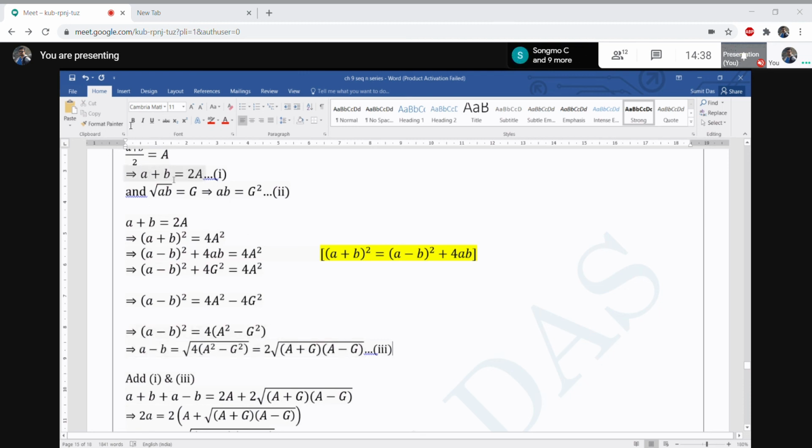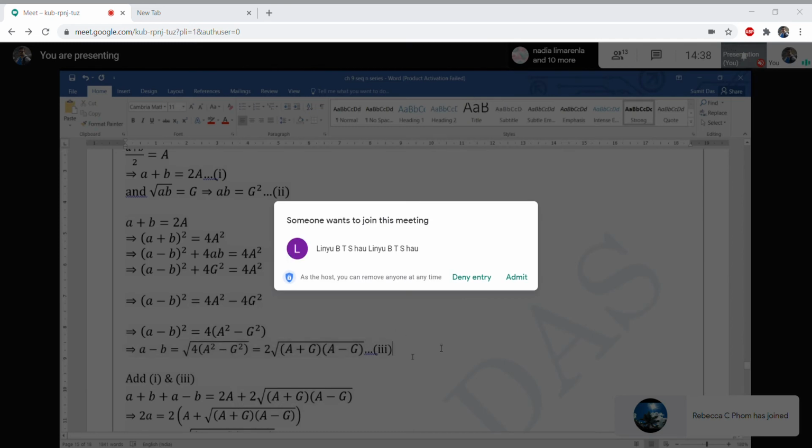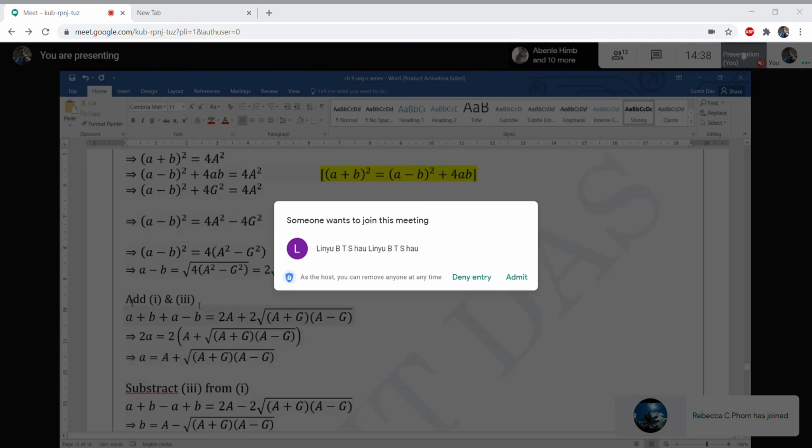Now a plus b value we know from here. Look, a plus b equal to 2a and a minus b equal to this. So using this 1 and 3 we'll get one value. Add 1 and 3, so we'll get a plus b plus a minus b. On the right hand side we'll get 2a plus this expression, 2 into square root of a plus g into a minus g. So from here b cancel, and from both side 2 cancel, a will be a plus square root of a plus g into a minus g.